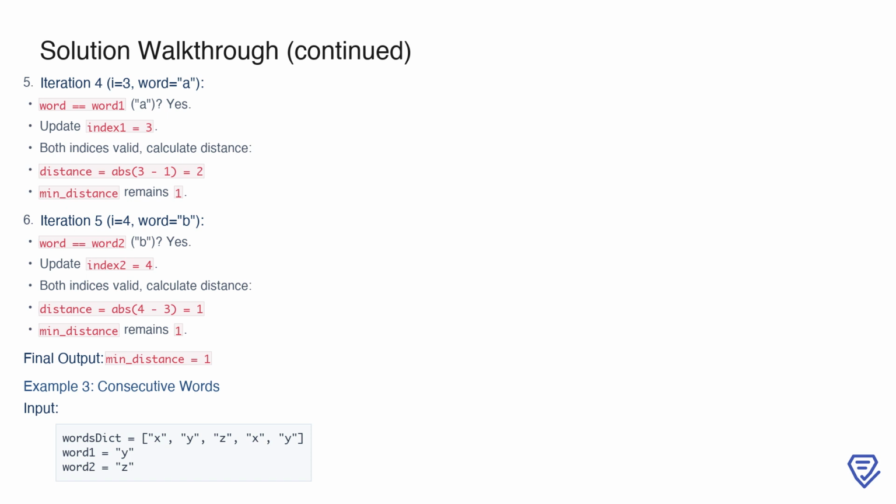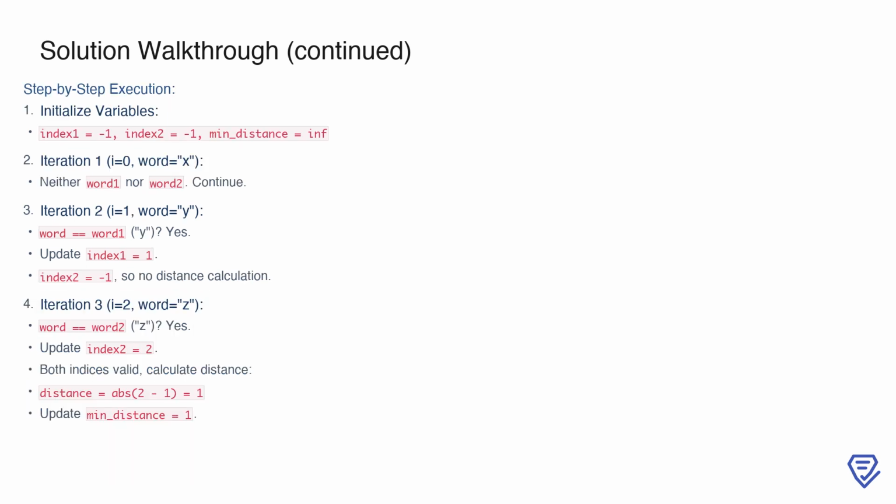At index 4, we encounter B again and update index 2 to 4. The distance between these indices is abs(4 - 3), which equals 1, so min_distance remains 1. The shortest distance between A and B in this case is 1. Now, let's look at a third example where the target words are consecutive in the list. In this third example, we are searching for the shortest distance between the words Y and Z.